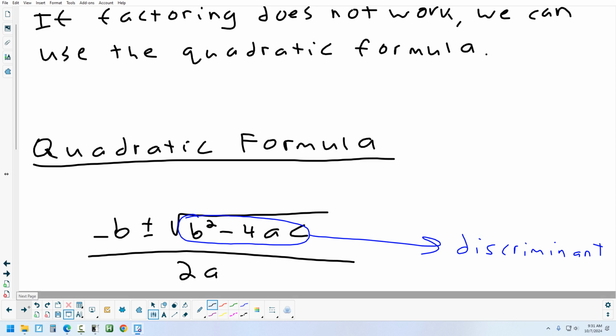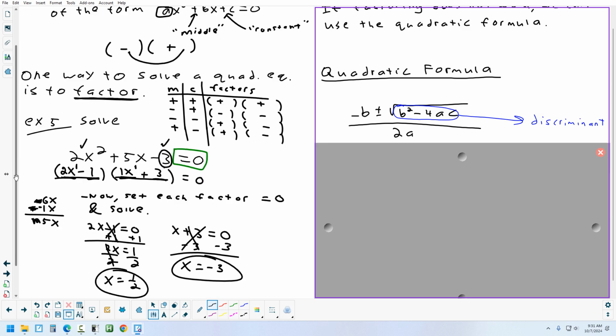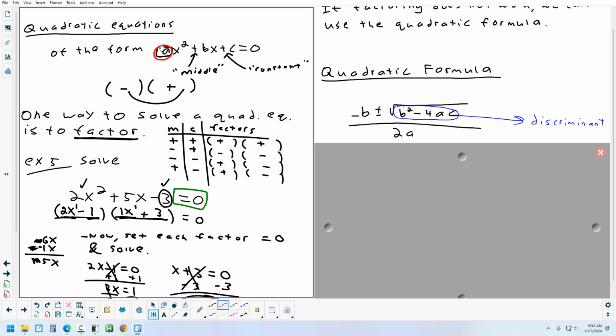Okay, that's the quadratic formula. The a, the b, and the c come from here, here, and there. The a is the number that's in front of the x squared. The b is the number that's in front of the x. And the c is the constant.